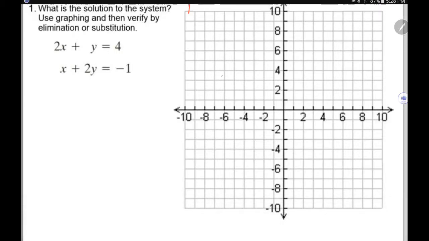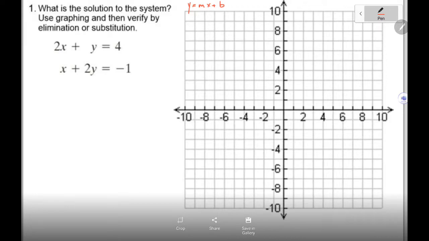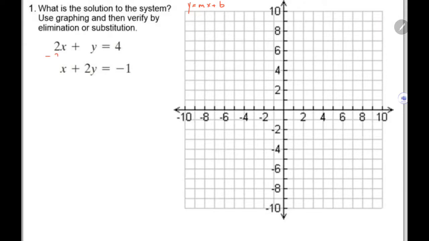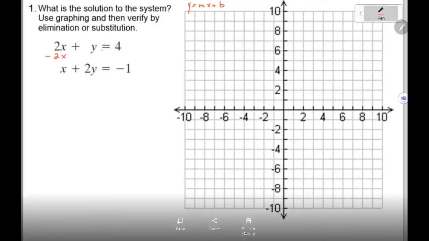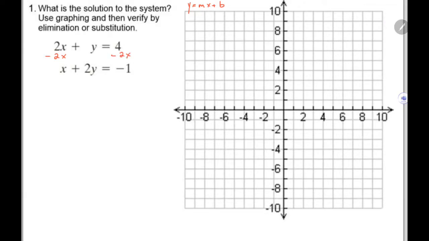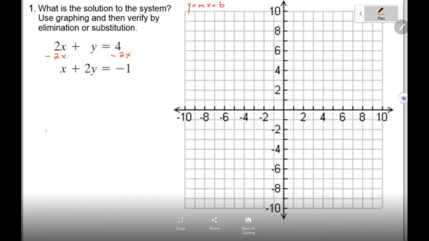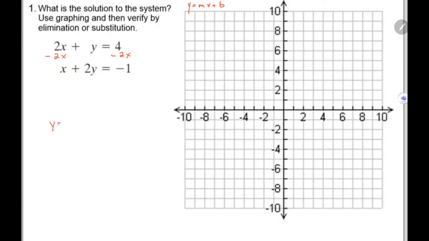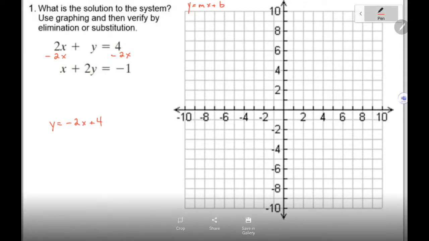Y is equal to mx plus b. That's what we'd like to see, and we don't see that. We see that this 2x is over here, so we're going to move it by subtracting it from both sides. And I'll write the results below here. I will say y is equal to, the negative 2 is now on the right, negative 2x, and the positive 4. Okay, so now that looks like y equals mx plus b.